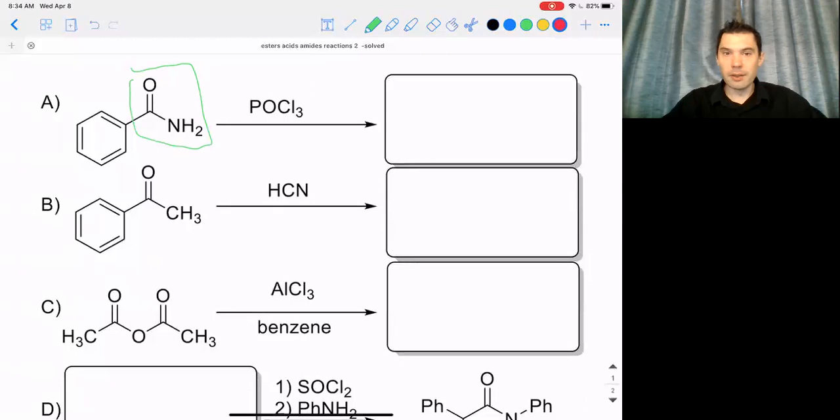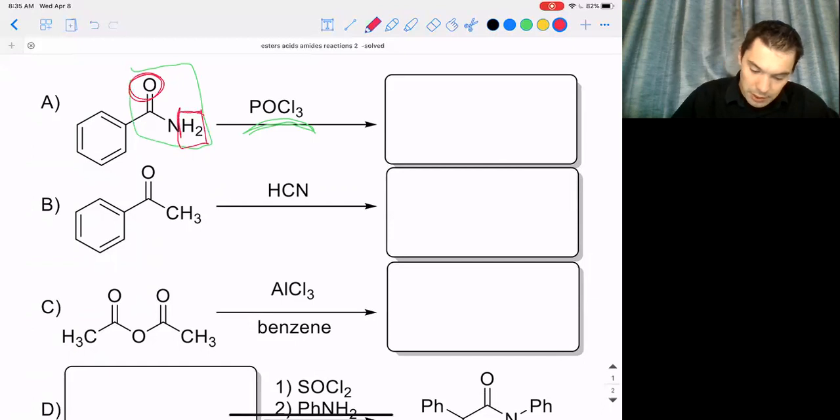The reagent here is one that's not super common to most sophomore organic chemistry books, but it's definitely one that we encounter an awful lot in the chemistry lab. It's POCl3, and it's a very powerful dehydrating reagent. What it's going to do with an amide is generate the corresponding nitrile by dehydrating. So let me circle, I've got one water there and two H's there.